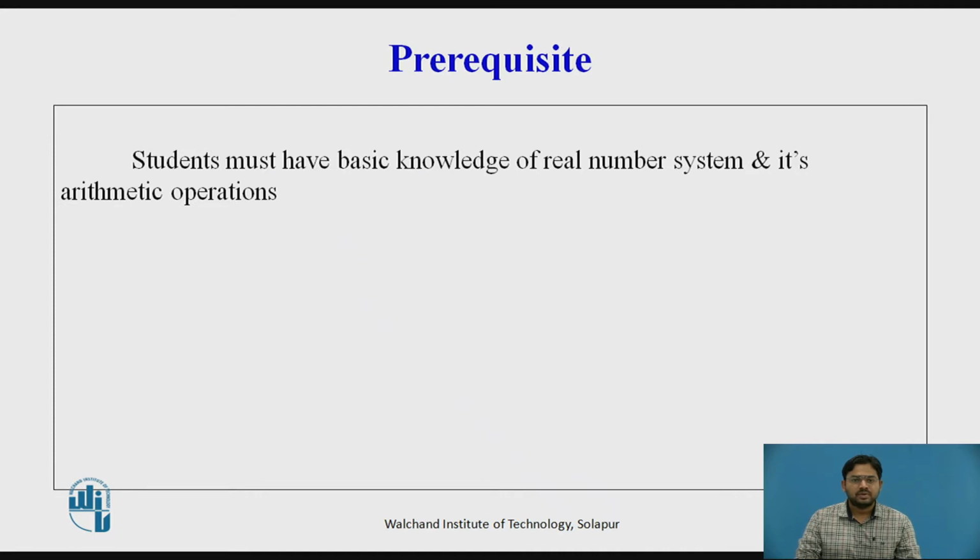So prerequisite means the knowledge you should possess before proceeding to the session. Students must have a basic knowledge of the real number systems and their arithmetic operations. Real number systems include integers, decimals, rational and irrational numbers, and the arithmetic operations are addition, subtraction, multiplication, division. With that knowledge, you can learn the different number systems.